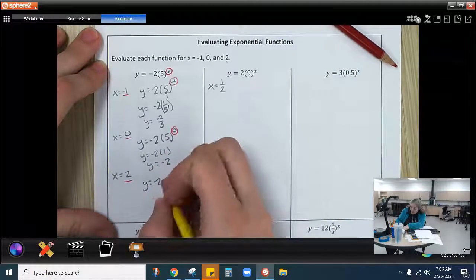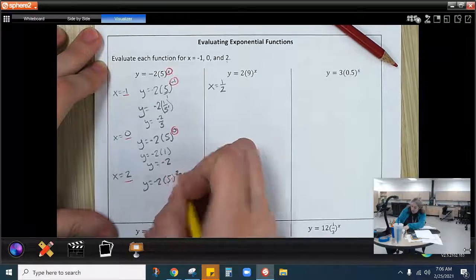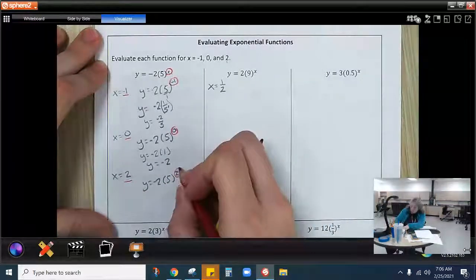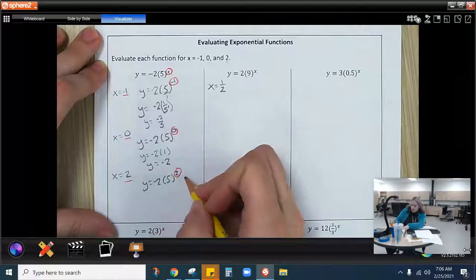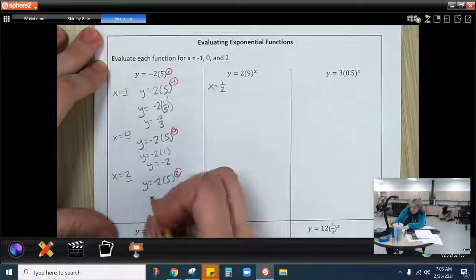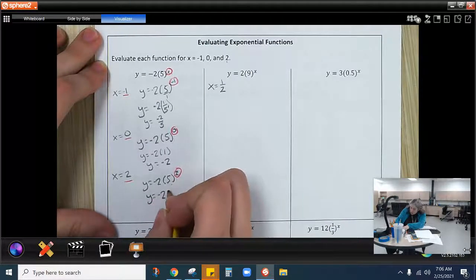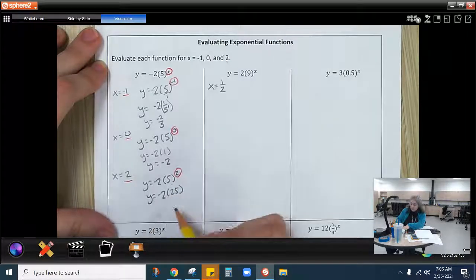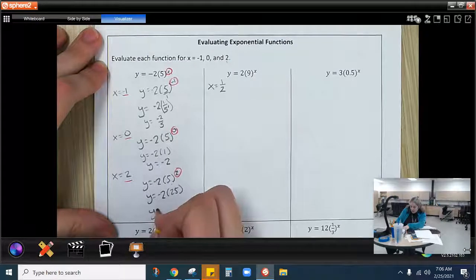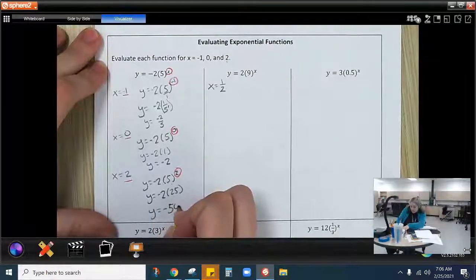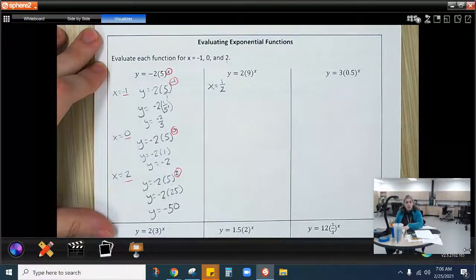So y equals -2 times 5 squared. Well, I know what 5 squared is. That's 25. And then 2 times 25, well, it's a -2 really, so it would be -50. So there we go. You know for each of these what the value is.